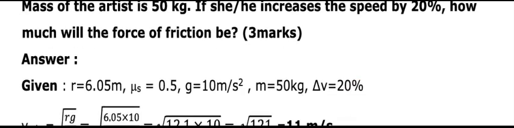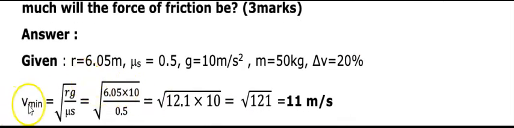Now we have a formula for this one. The minimum velocity or minimum speed required, how much will it be? It is a 3 marks question, remember from the board point of view. V equals under root r g upon mu s.